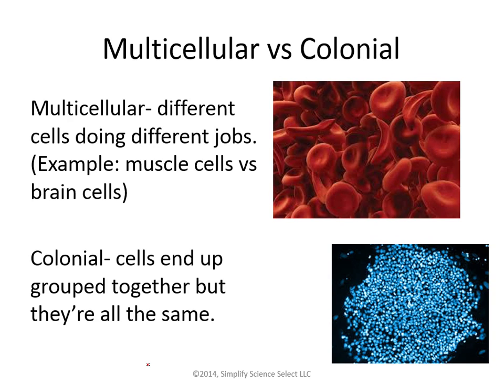In a multicellular organism, different cells have different jobs. For example, in humans, muscle cells do a different thing than brain cells do. They're specialized. Colonial cells are all the same kind of cells as each other. In a colonial organism, you basically have a whole bunch of single cells that are just stuck together with each other.